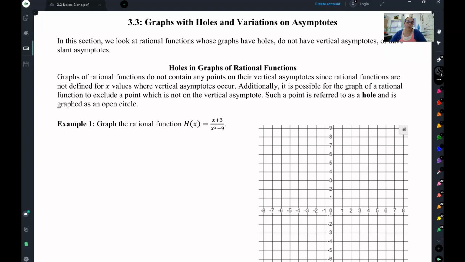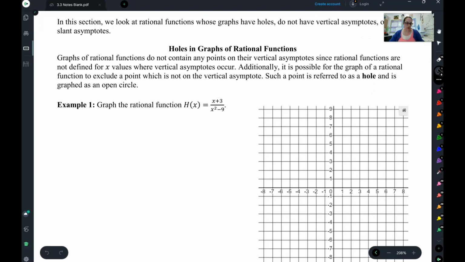Welcome to lesson 3.3. In this lesson, we're going to learn our final 2 advanced rules for graphing, as well as just talk about some last little tidbits with graphing rational functions. So we're going to start off right here by talking about our first advanced rule, which is all about holes.